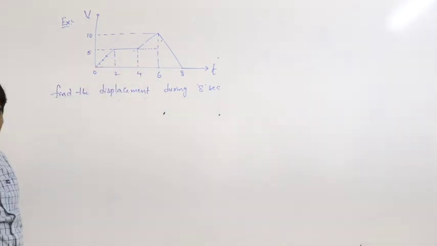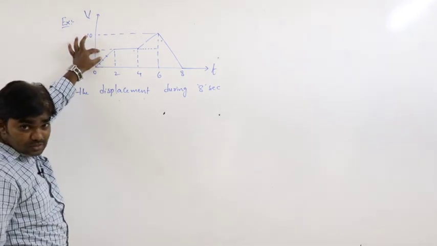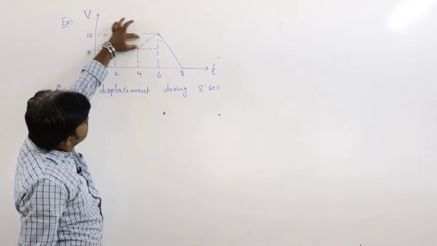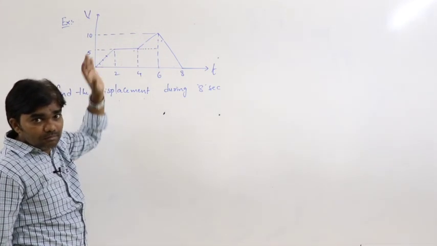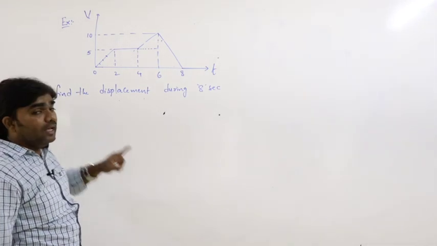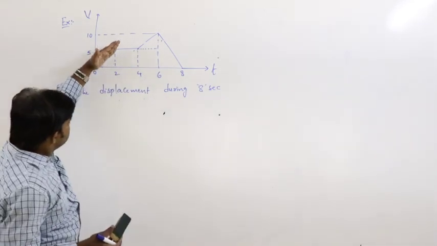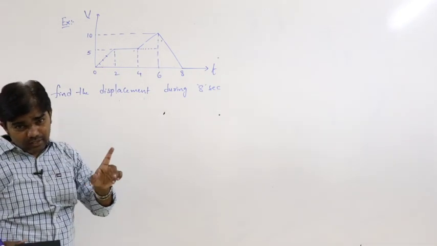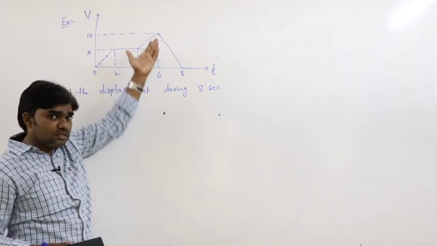And you may have one doubt. This is also a triangle shape. Why don't we consider this triangle and these rectangle shapes? You may have a doubt like that. Here the condition is area under the velocity time graph. So area under this graph only we have to consider, not above the graph. That is very important. Area under the graph gives displacement. Don't consider above the graph.